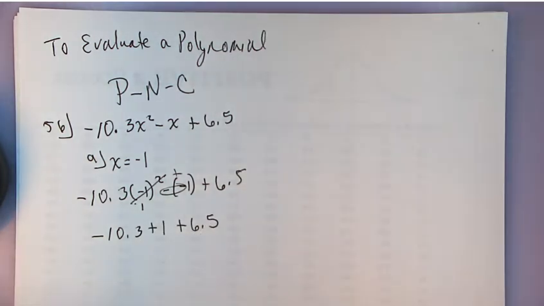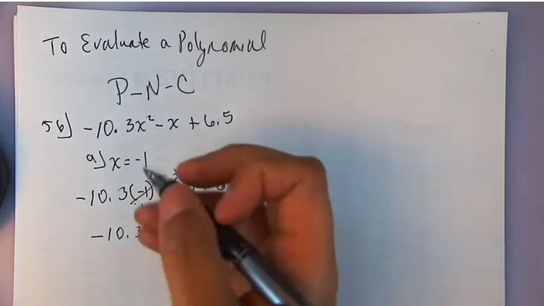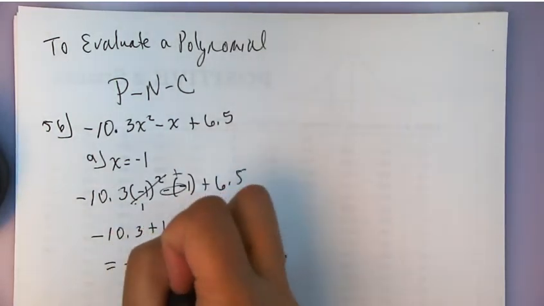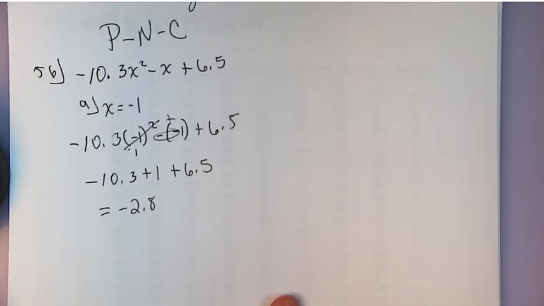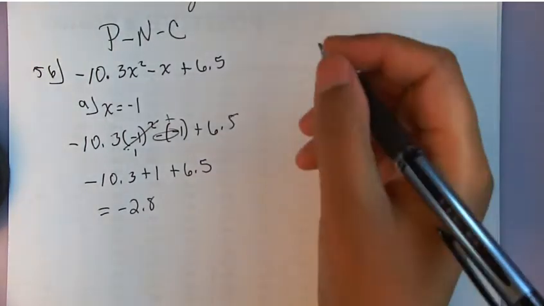So now you get your handy dandy calculator. And let's see what this is. And of course, you know, my smart self, I closed it. So I've got negative 10.3 plus 1 plus 6.5. And I end up with a negative 2.8. So we have a negative 2.8 as our answer. So that is how we evaluate.